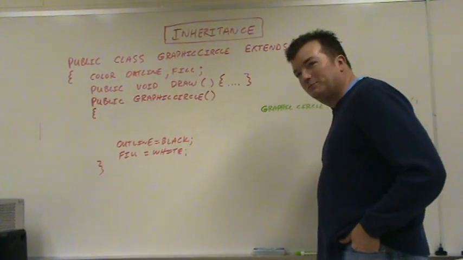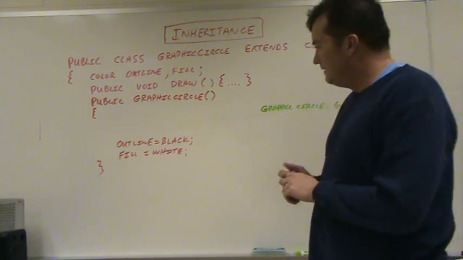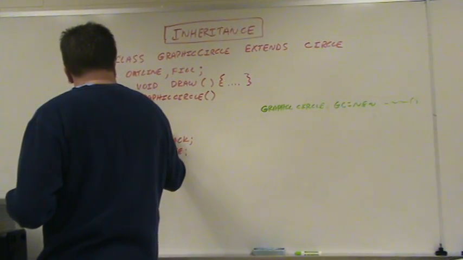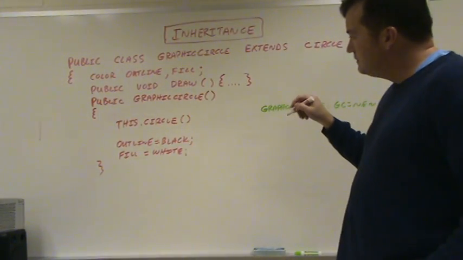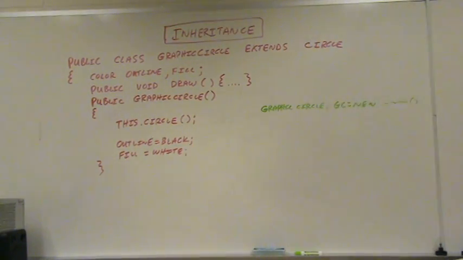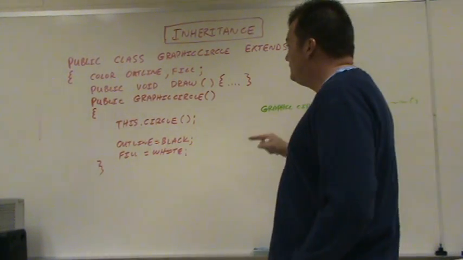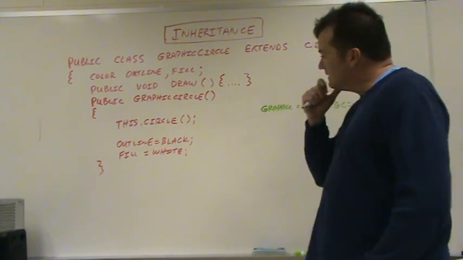How would you explicitly call that? This dot circle? What's that? This dot circle. And the one with no parameters. Would that work? I think. Wait, this. Or maybe this dot, whatever the this parameter would be, the graphic circle. I would say circle GC.